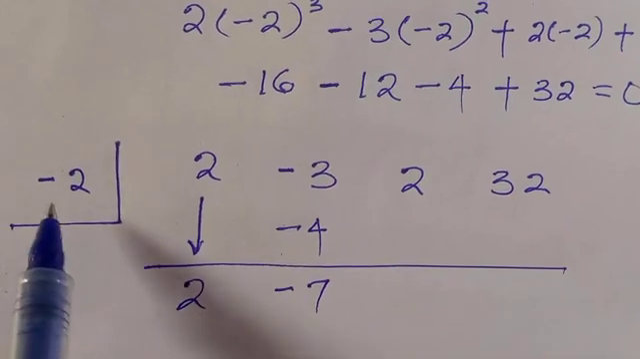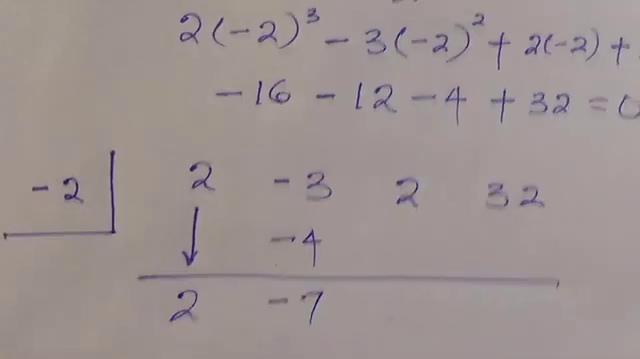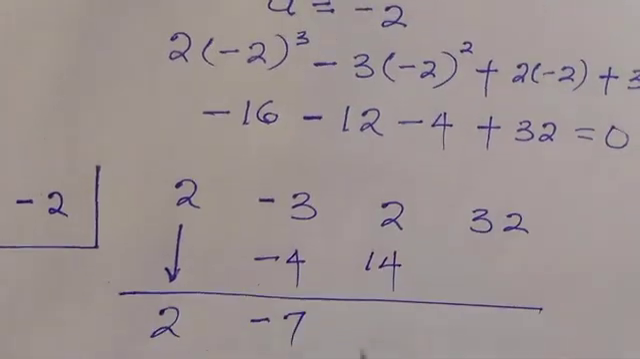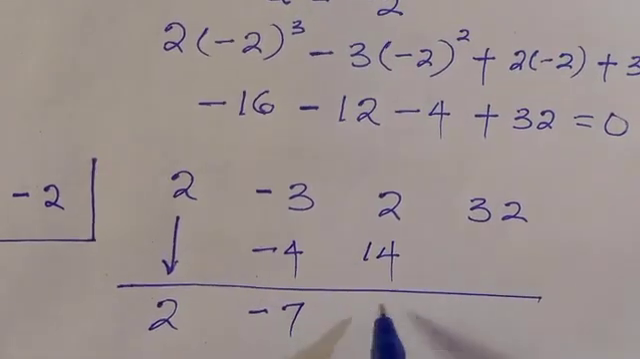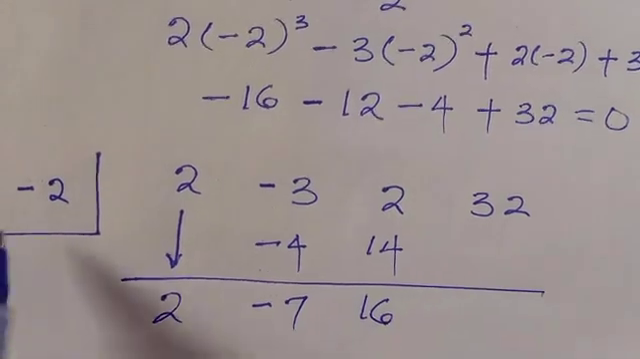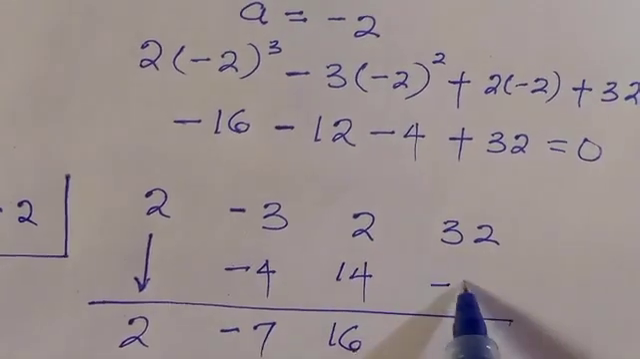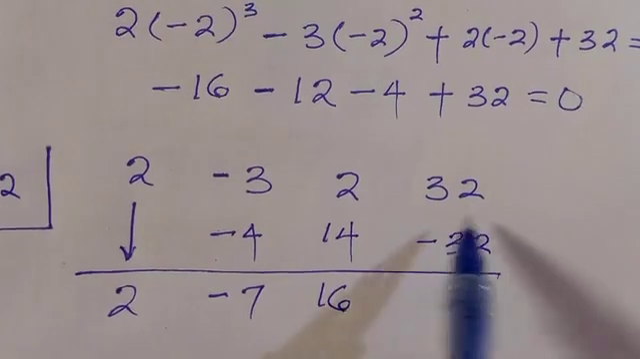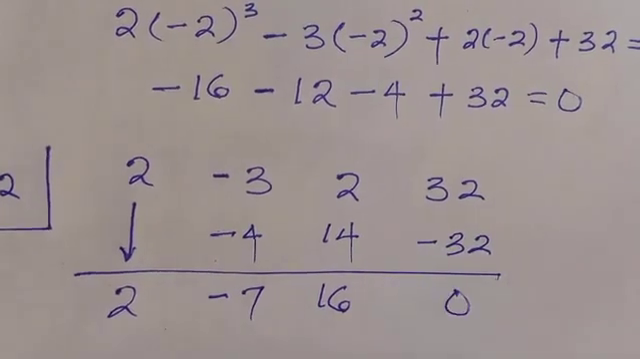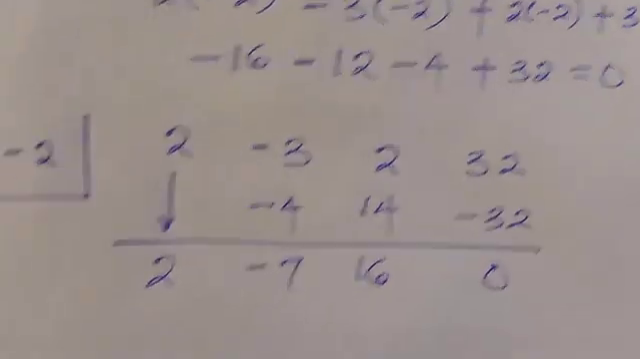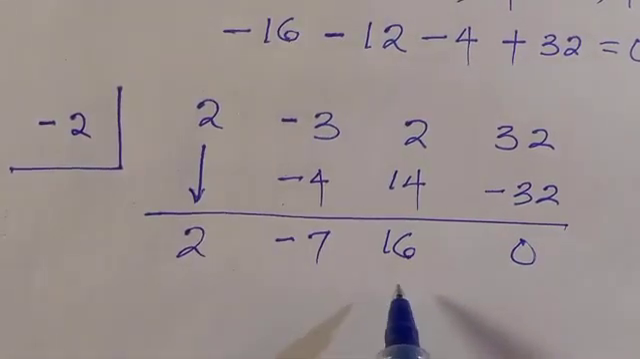Then we multiply this minus 2 with minus 7, which gives 14. And this plus this is 16. So minus 2 multiplied by 16 is minus 32. Then the addition of this is 0. As soon as we got 0 here, we are good to go. So why the non-zero values that we got?